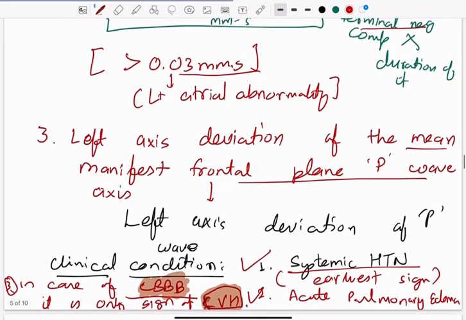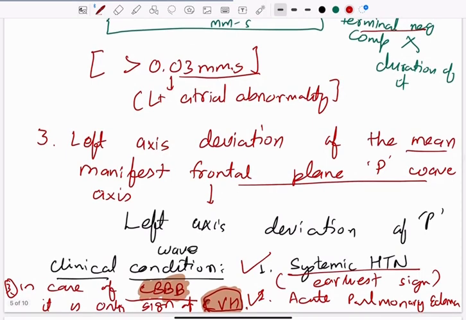Now what are the clinical conditions which are important here? Systemic hypertension. Left atrial abnormality on ECG is one of the earliest signs you will get for systemic hypertension. So guys, don't say the ECG is just normal without commenting on the P wave. Look for it before the strain pattern or any other sign of hypertension comes. It will be there. Second is acute pulmonary edema, transient. It will also come in acute pulmonary edema cases. Third, which is very important, in case of left bundle branch block, it is the only sign of left ventricular hypertrophy. It's a very important concept.